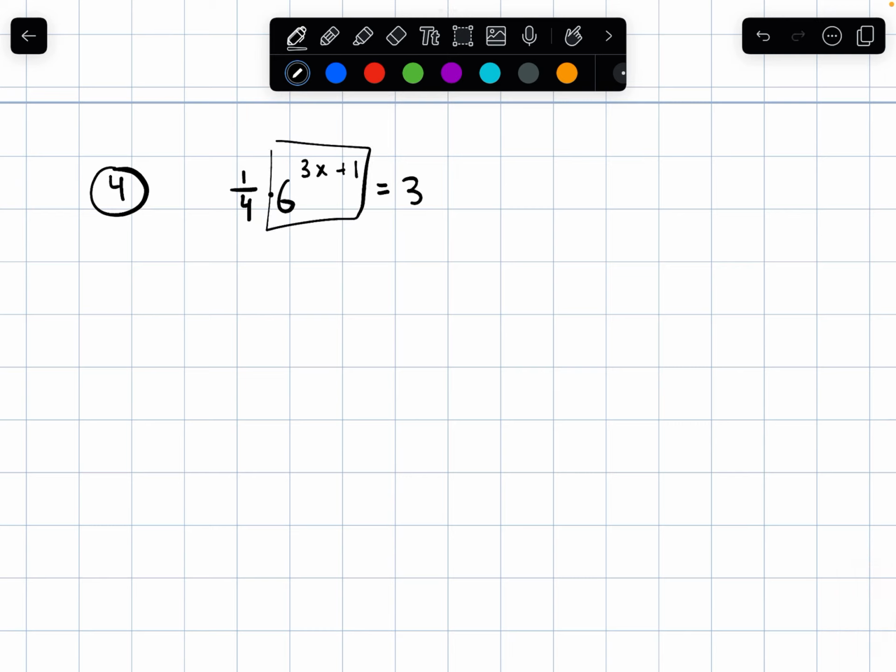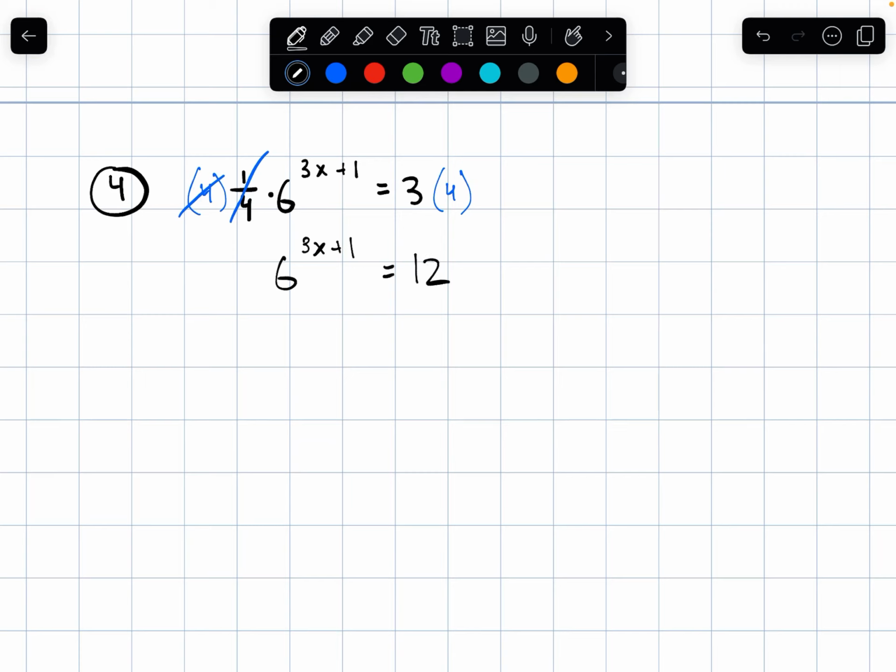I see this is my power, so I'm going to try to isolate this. That means I'm going to have to multiply both sides by 4 to get rid of that 1/4, all right? 4 times 1/4 is just 1, so the 1 will cancel. 6 to the 3x plus 1 equals 12.